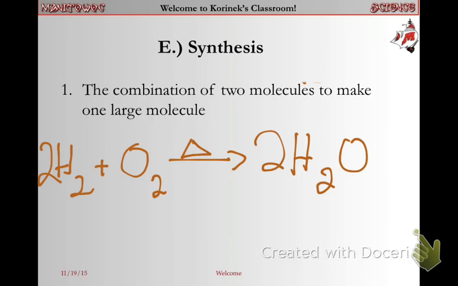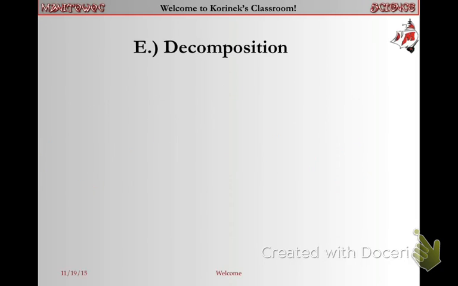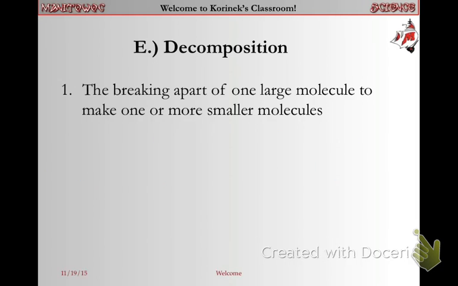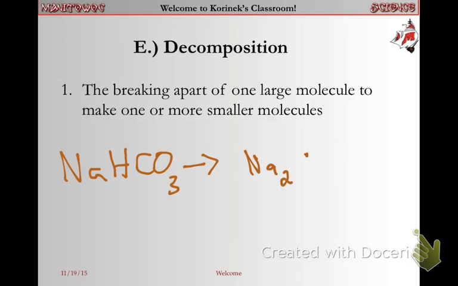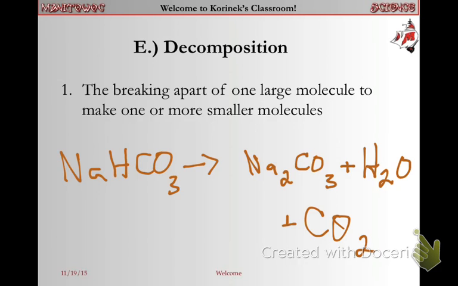And again, we'd want to balance it, so we need a 2 out front there and a 2 out front there. All right, lastly, let's do a decomposition then. A decomposition is when 1 large molecule breaks apart. So we're going to go with baking soda, which is sodium bicarbonate, right there. And that breaks apart into really 3 substances: sodium carbonate, water, and finally, I think the last one is carbon dioxide, CO2. All right? And again, we want to balance, so we need a 2 here.